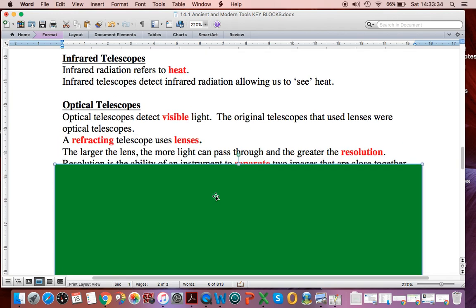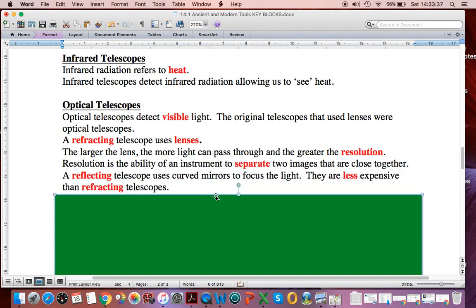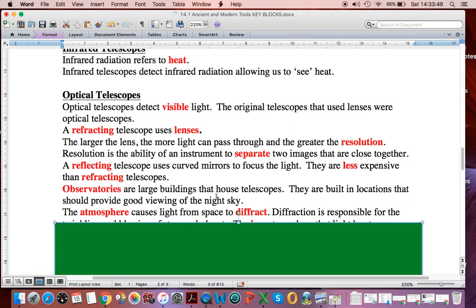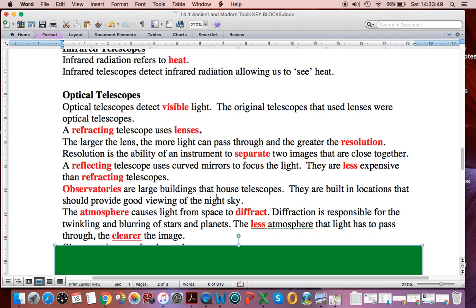Optical telescopes are traditional ones and still used today. And they'll involve lenses, and the more complicated ones involve lenses and mirrors. And the bigger they are, the more precision they have in terms of viewing things. Unfortunately, optical telescopes are affected by the atmosphere. And so if you set up your observatory in a cloudy place or in a place where there's lots of daylight and things, that's a problem.